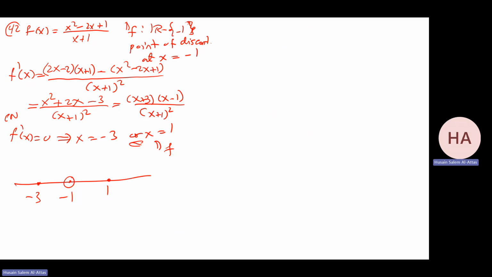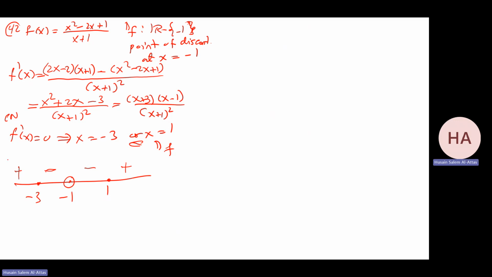Okay. Now take a value between -4 and -3. Before -3, take -4. It will be negative, since the numerator is always positive. Between -3 and -1, take -2. I get positive over negative, so that will be negative. Between -1 and 1, take 0. That will be negative still. From 1 to infinity, I have positive. Take 2. It will be positive.